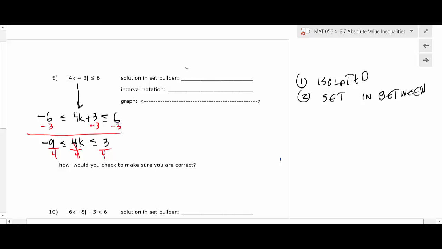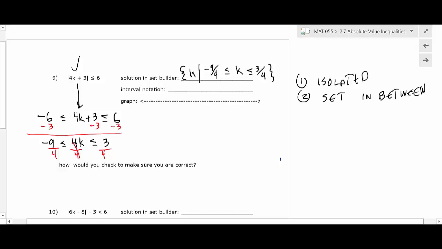So when you write set builder, the set brace is what you do first. Put the variable, it's not x this time, it's k, and then put the bar. That's saying the set of numbers k such that, and then these fractions don't reduce, they're already reduced. You don't need decimals, so just write it like that. Okay, now that gives you that.